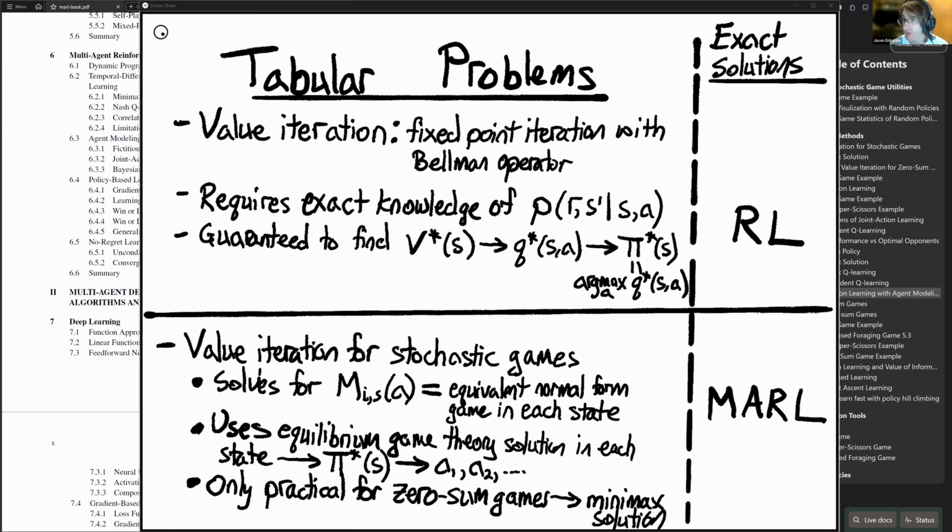And there was this soccer game example, which I'll show again when I go to the notes. But the soccer game was a zero-sum game. The reason why it's a zero-sum game is because it's really the only game where these techniques work.